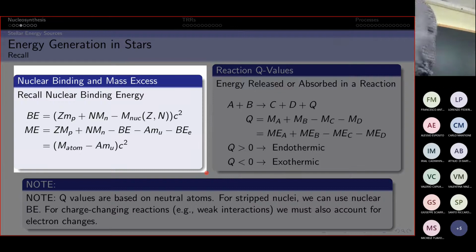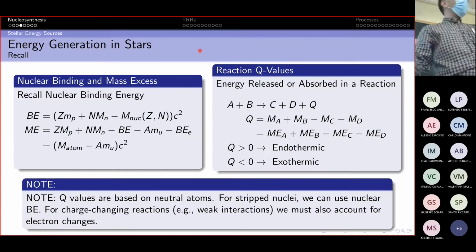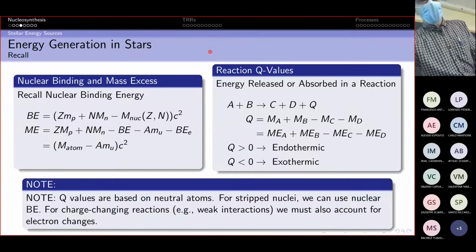On the right side, what if I have two nuclei? I have one atomic nucleus, another atomic nucleus, and they interact. They undergo a reaction, just like in chemistry. In fact, the notation is the same as chemistry.